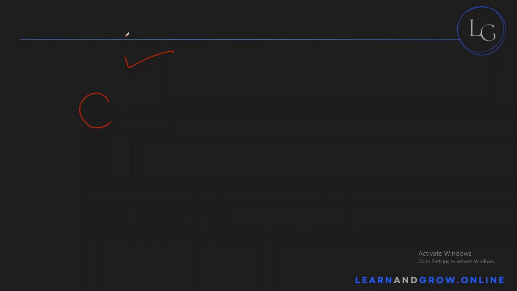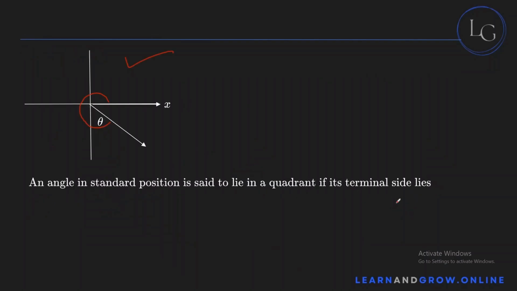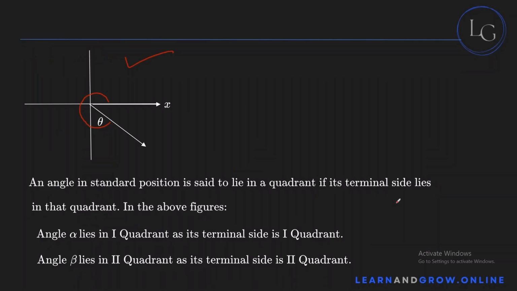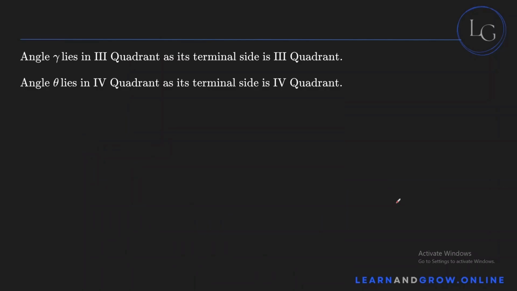So let's just rewind back. See this angle over here? This is the first quadrant. This is the second quadrant. This is the third quadrant, and this is the fourth quadrant. And you can see that beta lies in the second quadrant, gamma lies in the third quadrant, and theta lies in the fourth quadrant. So yeah, that's just what it is.